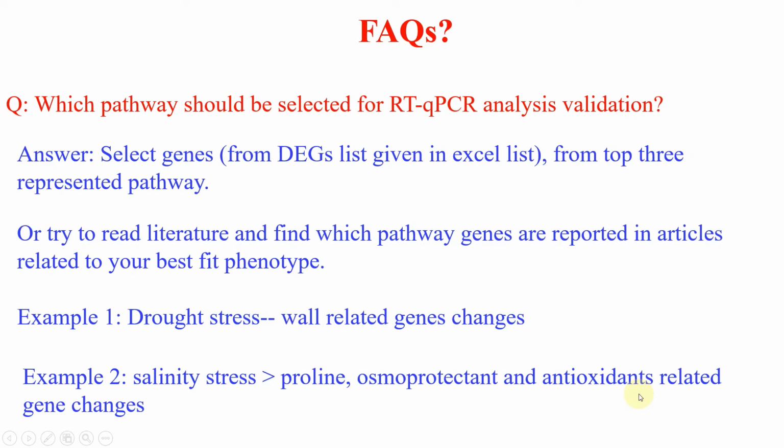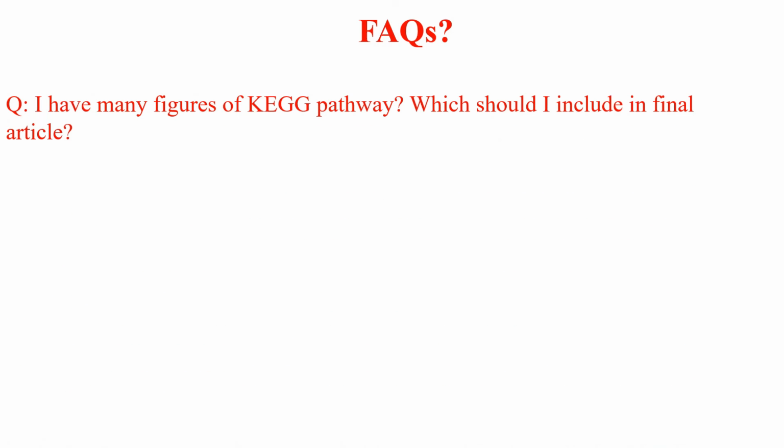So the selection for RT-qPCR is based on two criteria, among which the first one is the top three pathways, which I have just previously mentioned, how we can select our representative pathway. The second is how your phenotype is being justified by different molecular mechanisms. Now the second question: I have many figures of KEGG pathway. Which should I select for the final article?